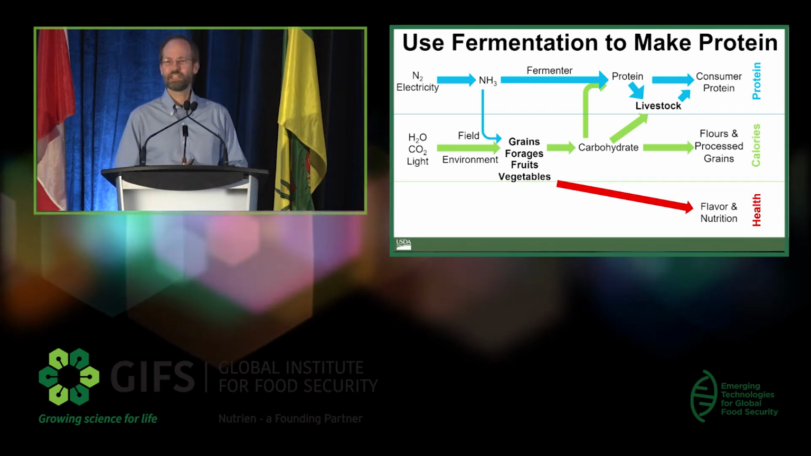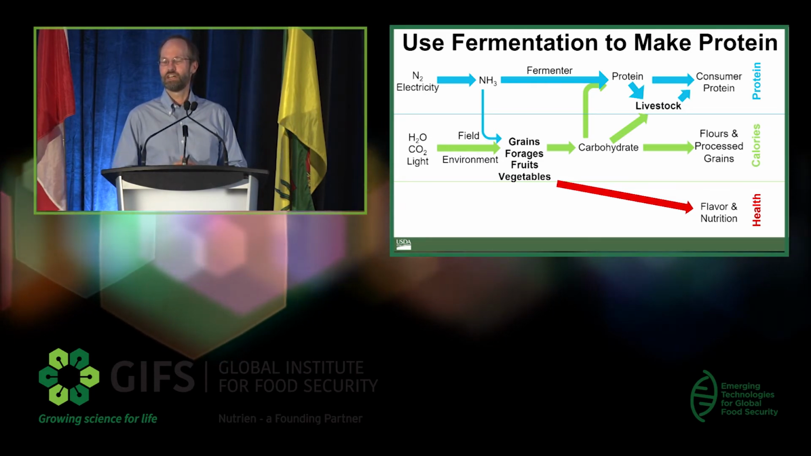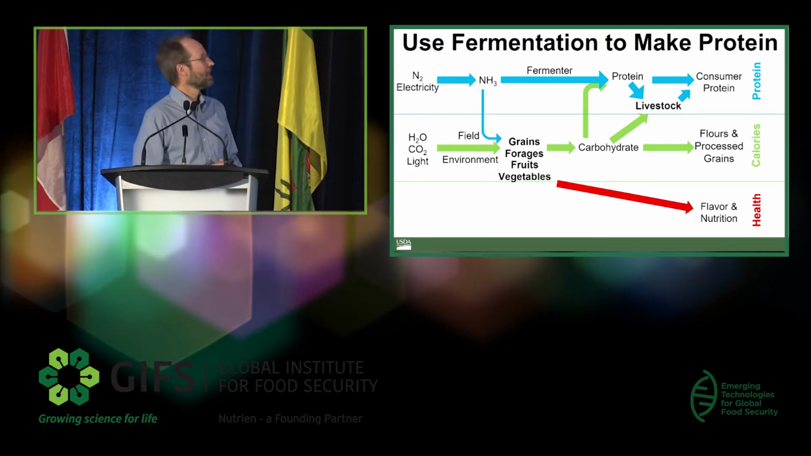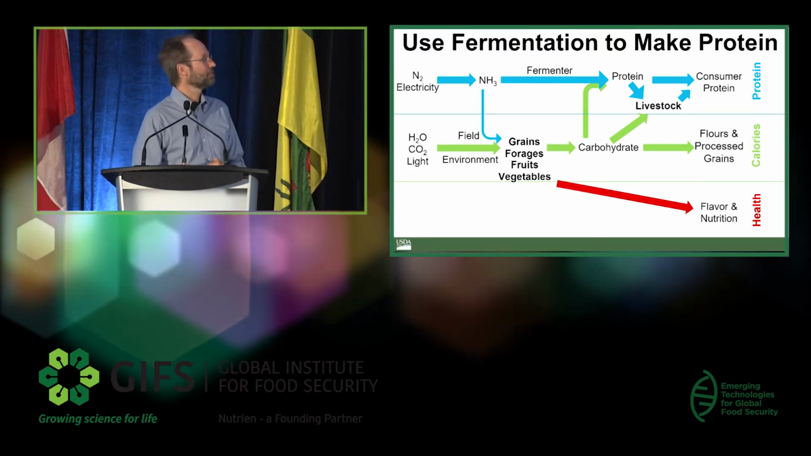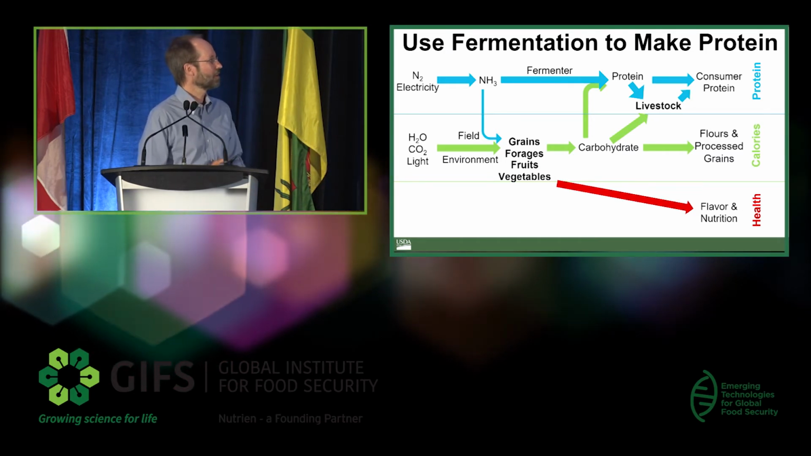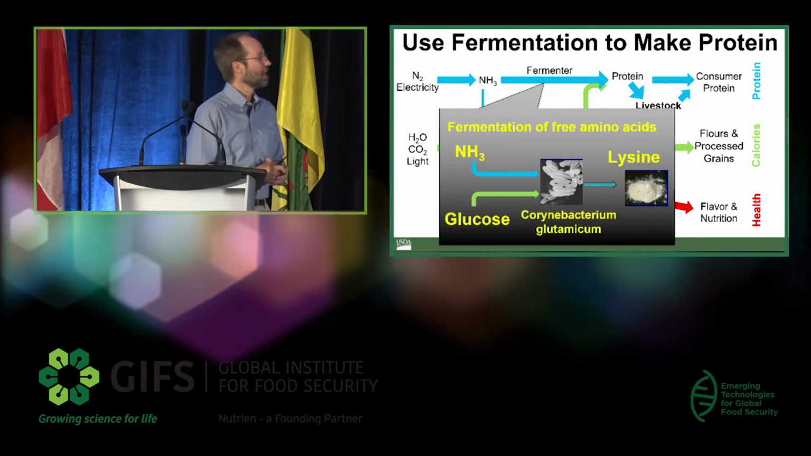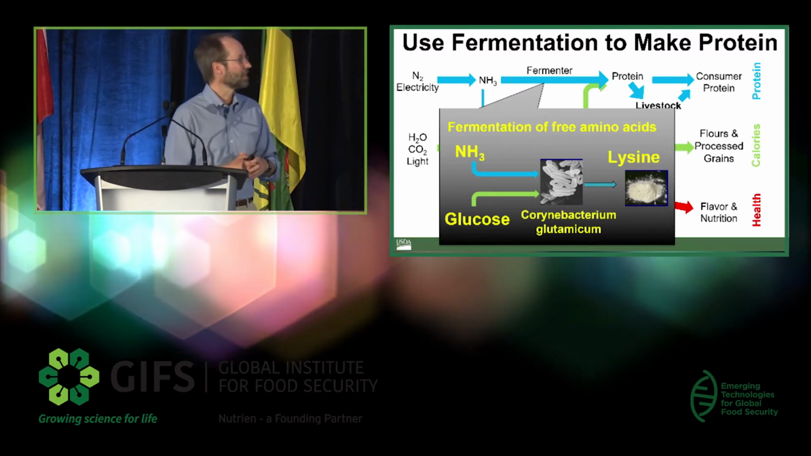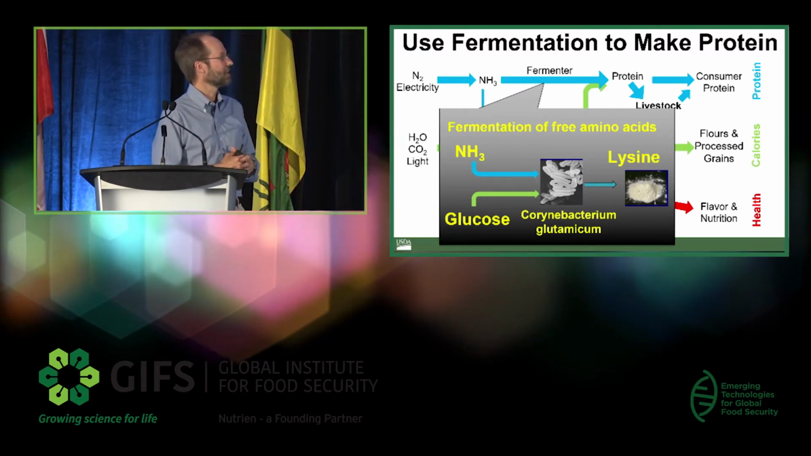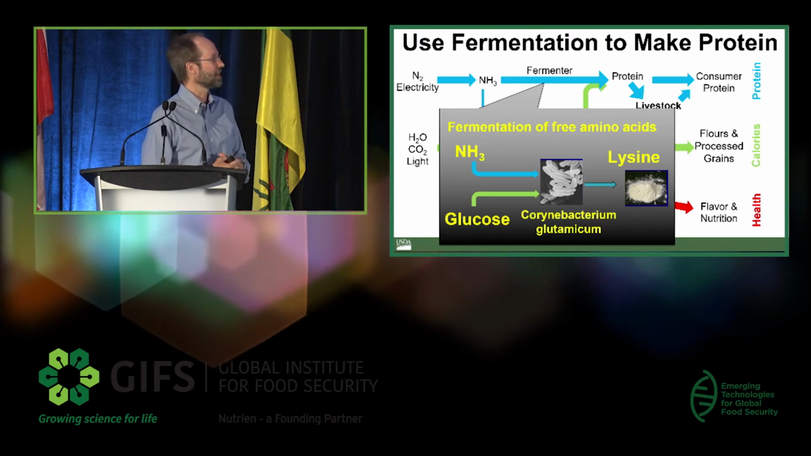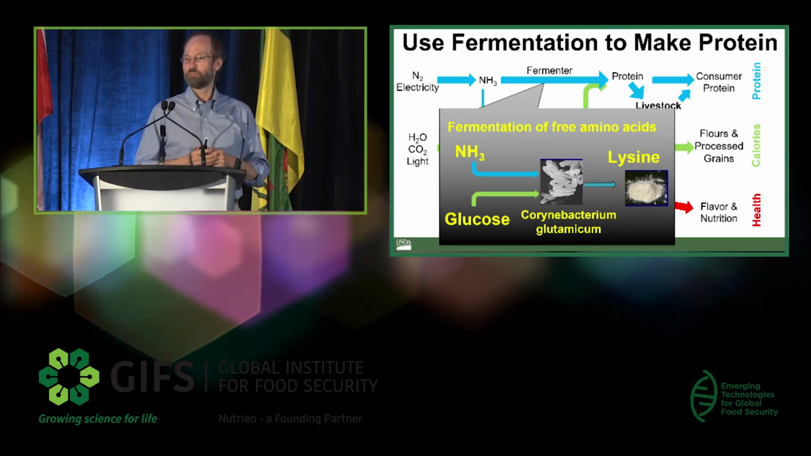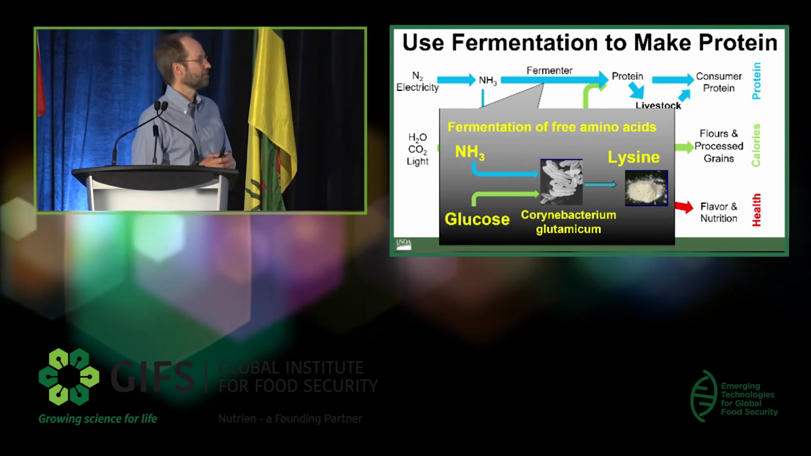I think the key thing here is we need to get nitrogen out of the field and into fermenters. And when I say fermenter, we've already been doing this for over 50 years now, or nearly 50 years. We've been essentially fermenting free amino acids, for example, lysine, in order to supplement maize's lack of lysine for livestock.